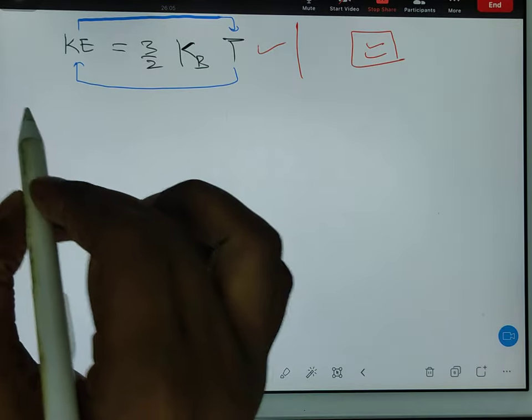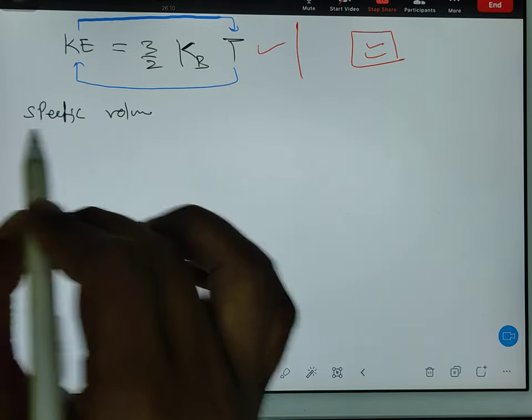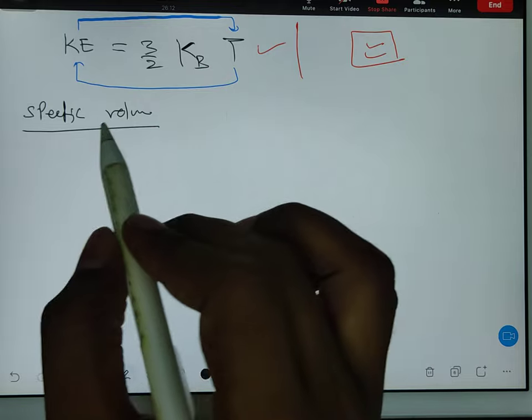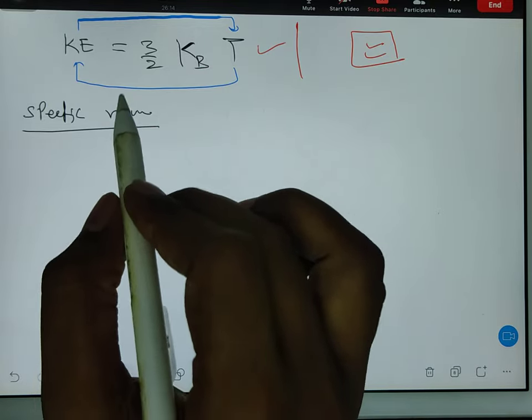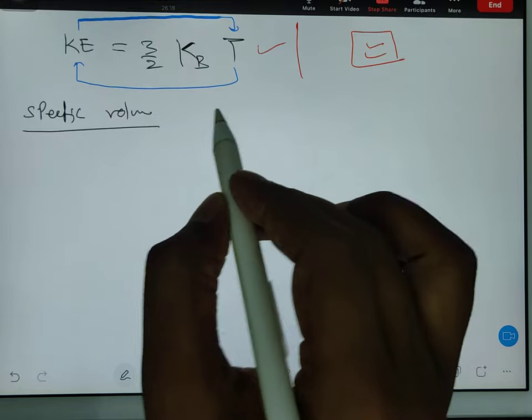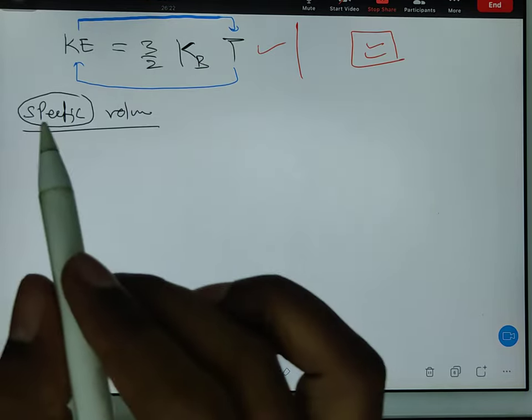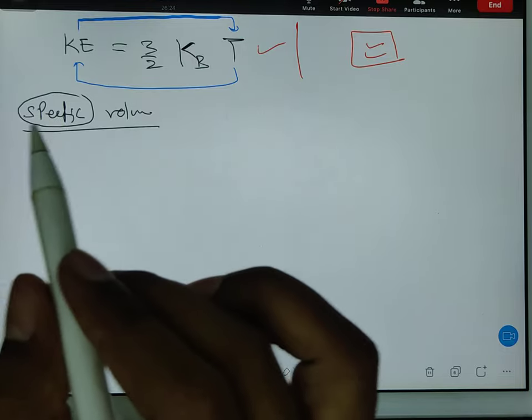So now, specific volume. What is this property? I'm immediately shifting the topic. I'm coming to specific volume. What is specific volume? See, any specific quantity in thermodynamics we use with small letters in English.